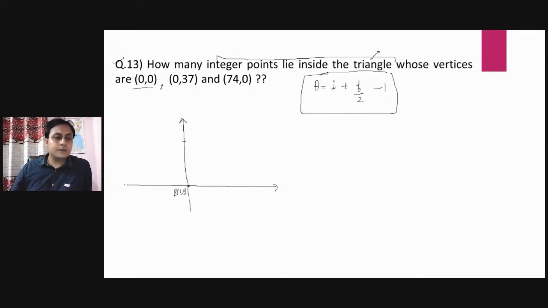Let's take this as point B. This is the x-axis, this is the y-axis. The second point is (0, 37). This should be on the positive y-axis because the x coordinate is 0. So let's call this point A.